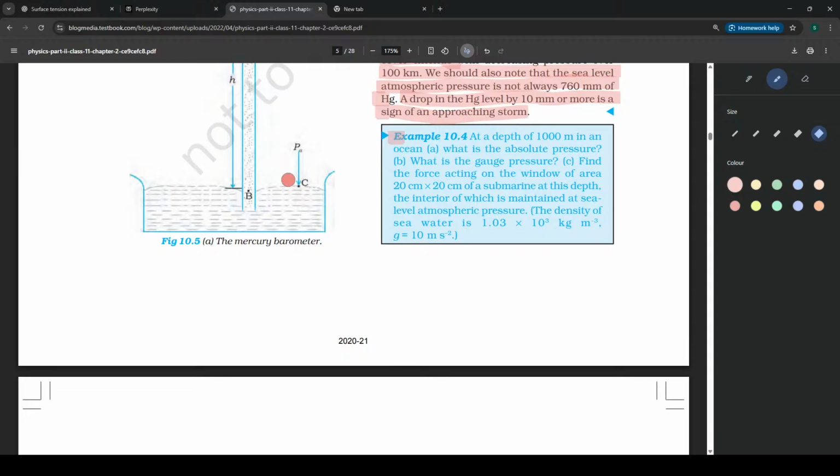Okay, they gave the depth, 1000 meter. What is absolute pressure? Basically just pressure. We find the P value from P equals PA plus rho gh. Gauge pressure is P minus PA, which is rho gh. Now if we find the pressure, then since pressure is force by area, by multiplying area with pressure we will get force.